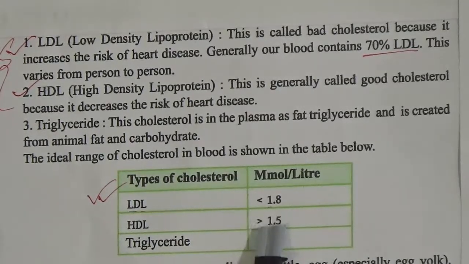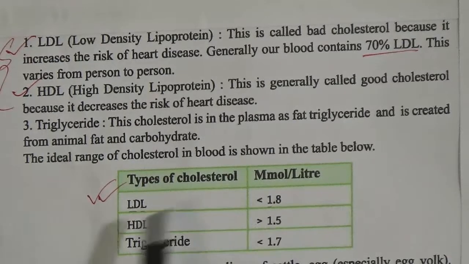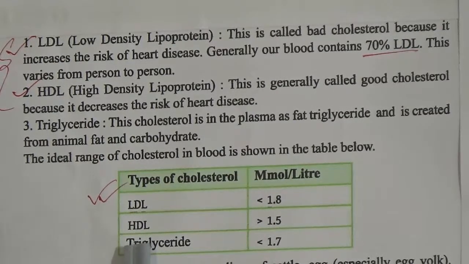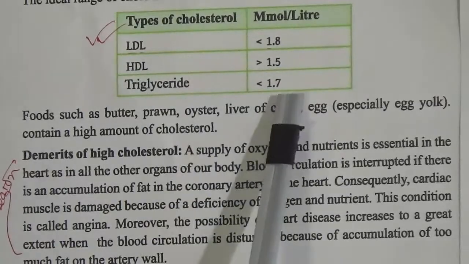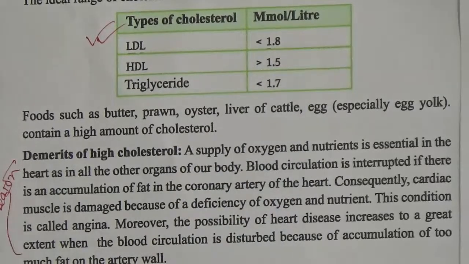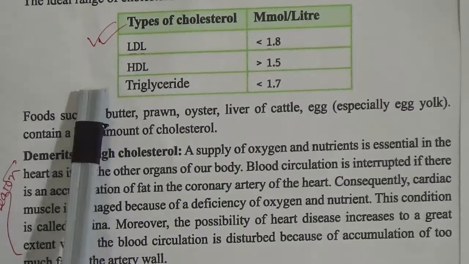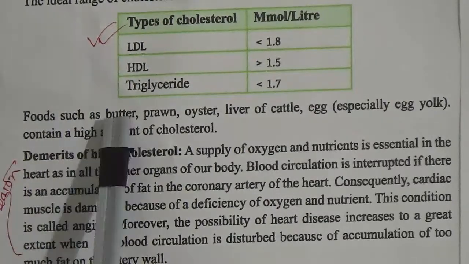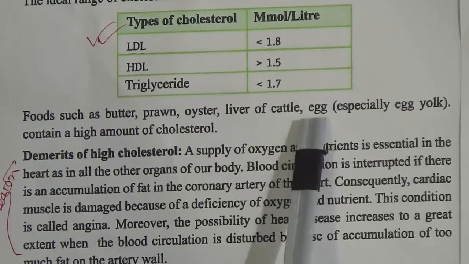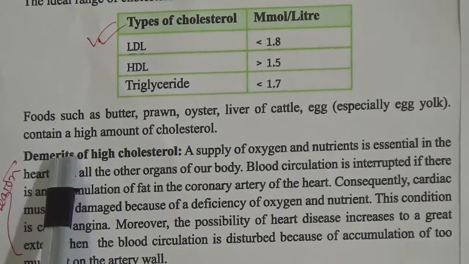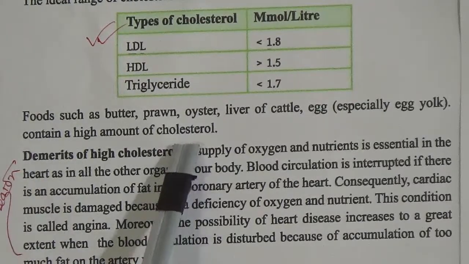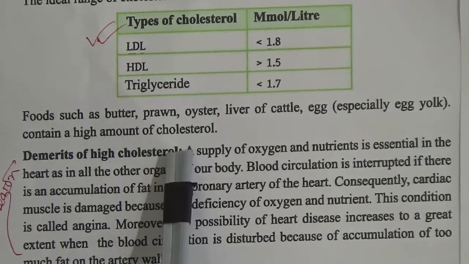LDL is above 1.8, HDL is below 1.5, and triglyceride is above 1.7. This chart you have to learn for the MCQ. Foods such as butter, corn, oyster, liver of cattle, egg, especially the egg yolk, contain a high amount of cholesterol. So those who have high cholesterol have to avoid these types of food.